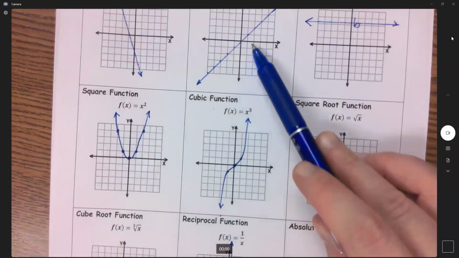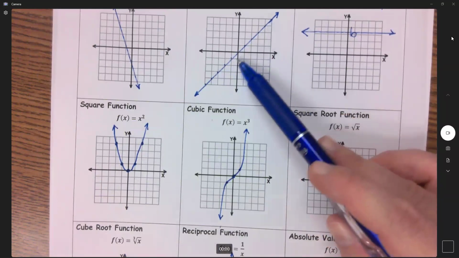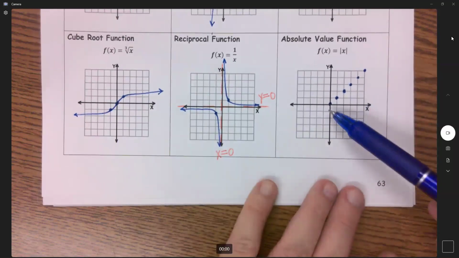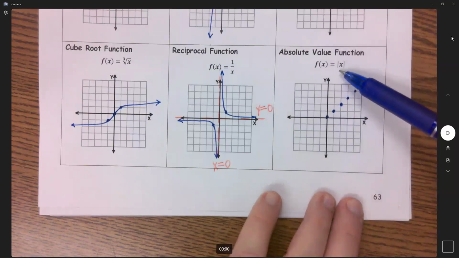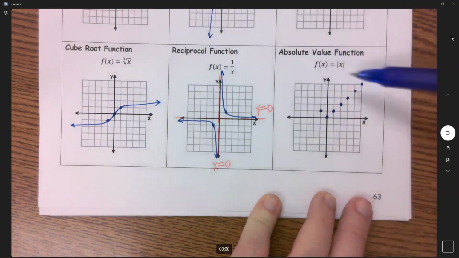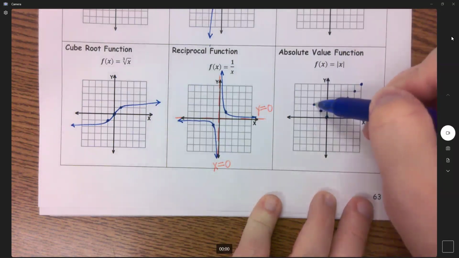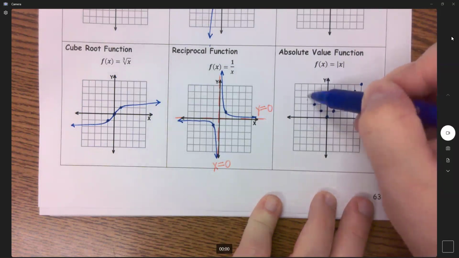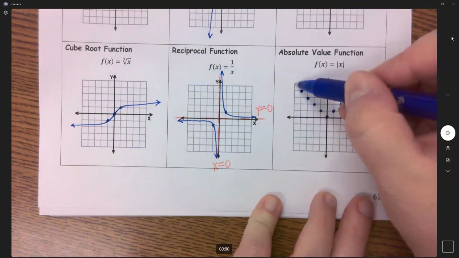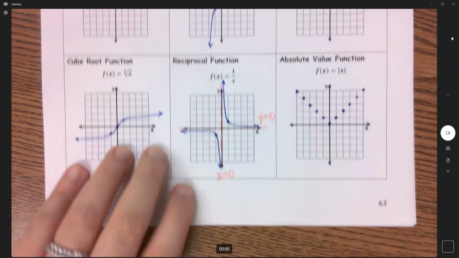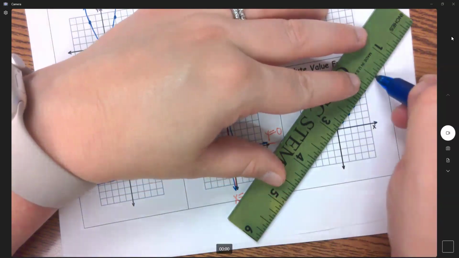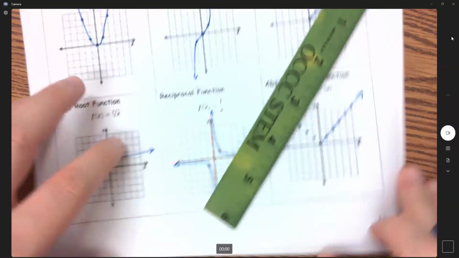So it looks very similar to this one so far, where it's going up 1 over 1 and moving diagonally. But now instead of continuing down here, when I plug in negative numbers, we get positive values. The absolute value of -1 is still positive 1. The absolute value of -2 is 2. The absolute value of -3 is 3. The absolute value of -4 is 4. And the absolute value of -5 is 5. So all of your absolute value graphs are going to make a V.